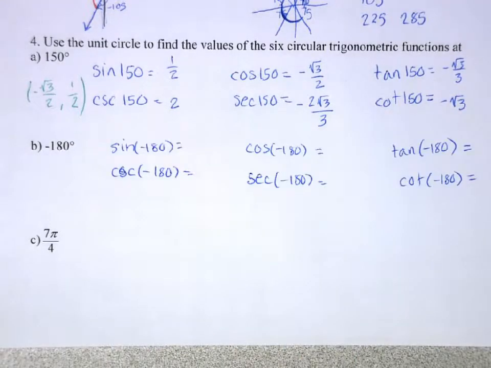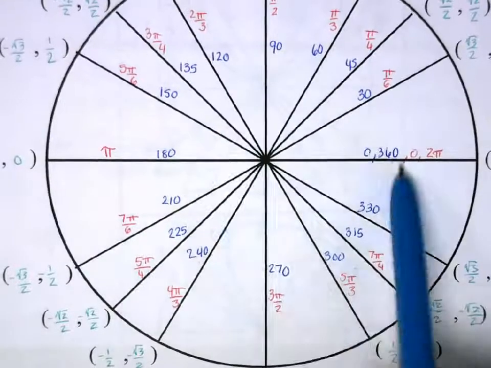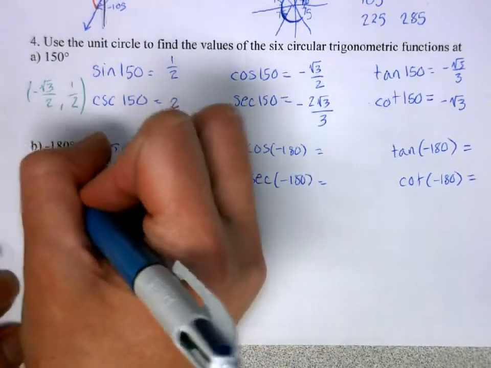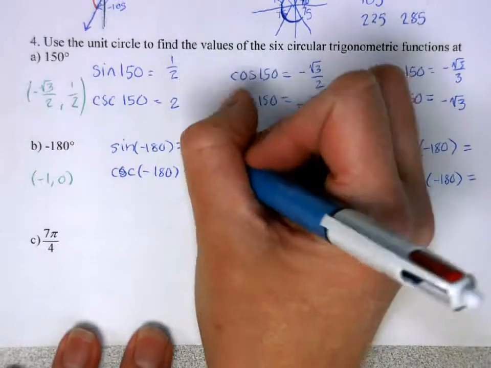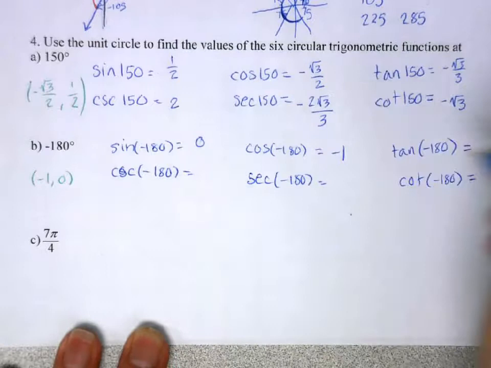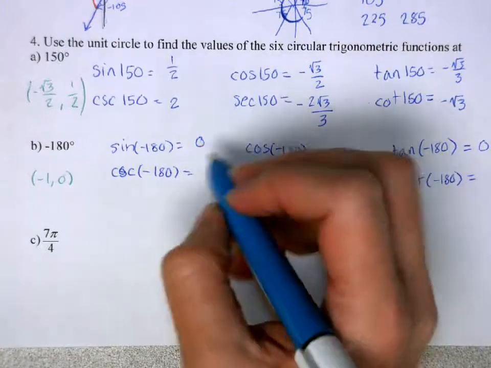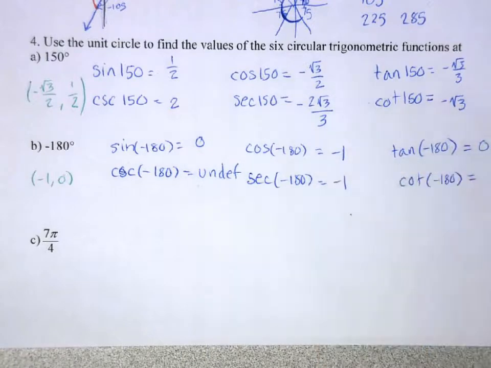Negative 180 is actually the same as positive 180 because 180 goes this direction, negative 180 is here. So our coordinate is negative 1, 0. My y value is 0, my x value is negative 1. Tangent then is the y value over the x value, which is 0. The reciprocals though, the reciprocal of 0 is undefined. Reciprocal of negative 1 is negative 1, and this one is also undefined.